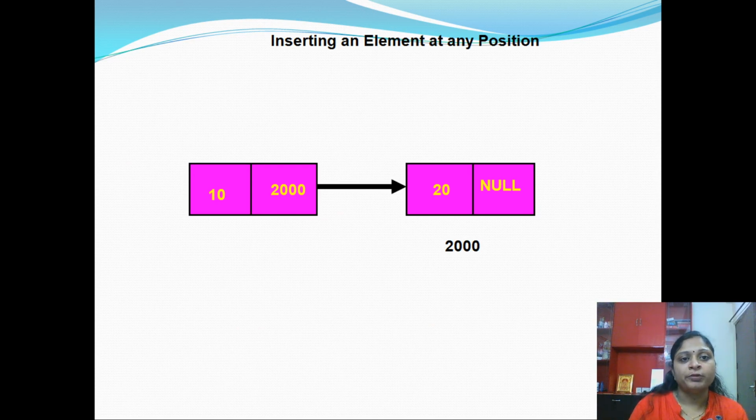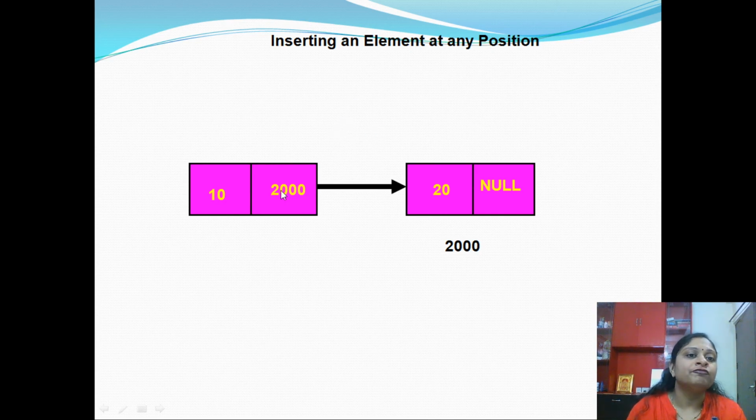The next operation is inserting an element at any position. So we have seen a code for how to insert the element at the first position. So here suppose I want to insert the element in between the first and second element. So what I'll do, I'll again assign memory using the malloc function. I'll create one node. This is the newly created node.